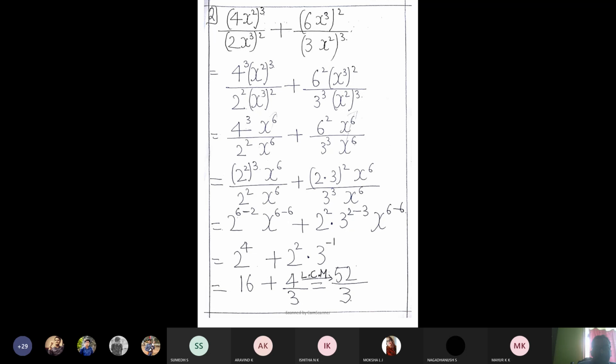Understood, sir. x power 6 by x power 6, directly cancel, or 6 minus 6, no problem. Okay, that is of no issue at all. And here also the same thing. Here you can write the second part, 2 power 2 into 3 power 2. Now 2 power 2 as it is. Now this is 3 power 2 and 3 power 3. 3 power 2 minus 3.